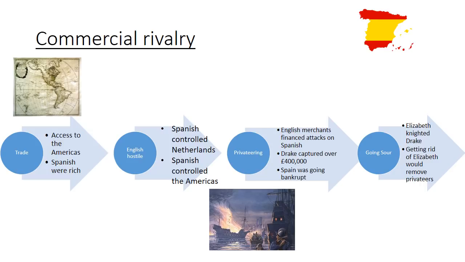and in one infamous raid, Drake captured over £400,000. So all these raids were forcing Spain towards bankruptcy, and to top it all off, famously when Drake came back, Elizabeth knighted him on the deck of his ship, Sir Francis Drake, really sending a clear message to the Spanish that, hold on, we are supporting these privateers, these pirates. And so the Spanish thought, well, if we got rid of Elizabeth, we'd remove this issue of these English attacks.